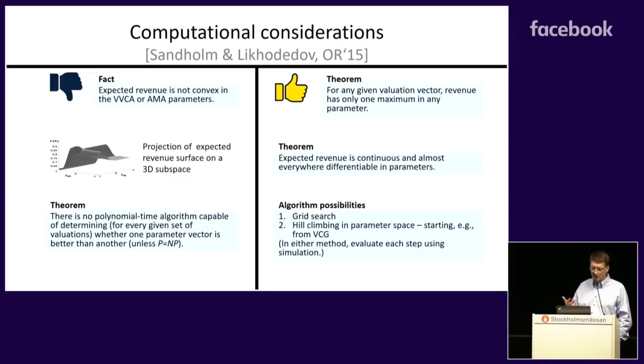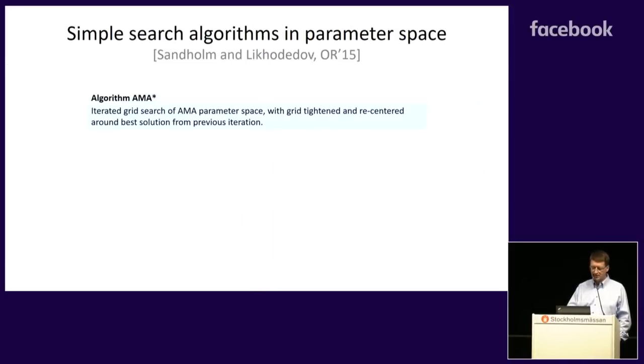So that gives us two algorithm families we could think about. One is grid search, and the other is some sort of hill climbing, for example starting from VCG and then hill climbing in the parameter space. In either method, we evaluate how well we are doing by taking samples from the distribution and evaluating the revenue at that parameter vector. Okay, so the first algorithm is AMA star.